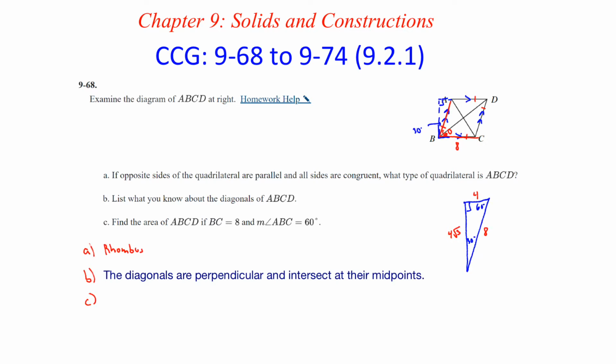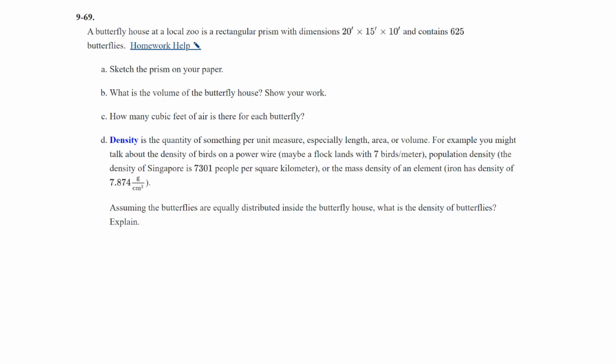So that gives me the height of the rhombus, so therefore the area is base times height. So base is 8 times the height, which is 4 square roots of 3. So the area exactly would be 32 square roots of 3 units squared. And then if we approximated that, then the area would be approximately 55.4 units squared.